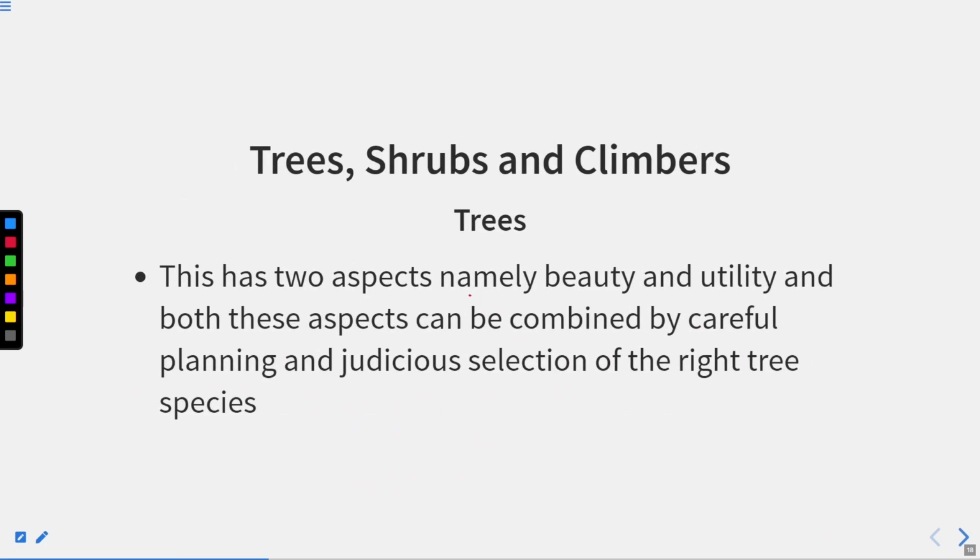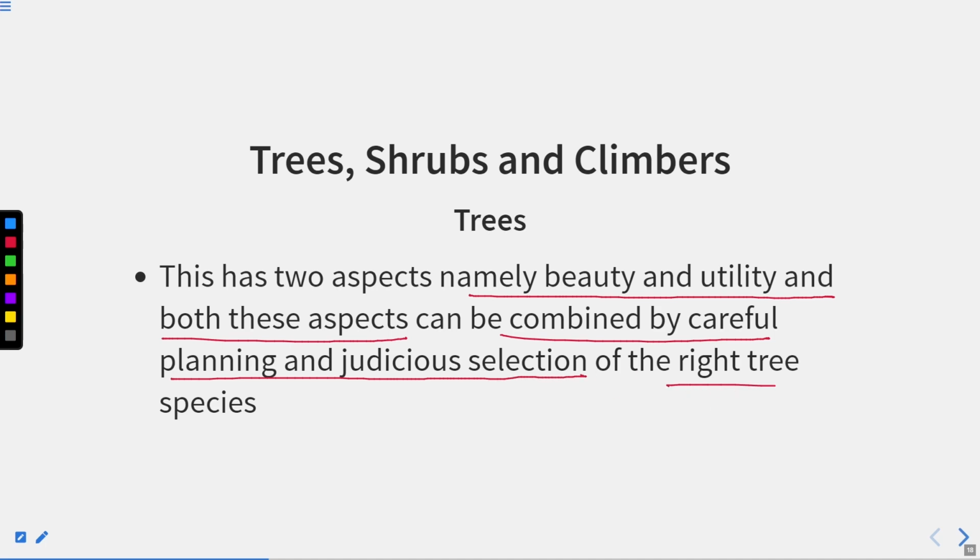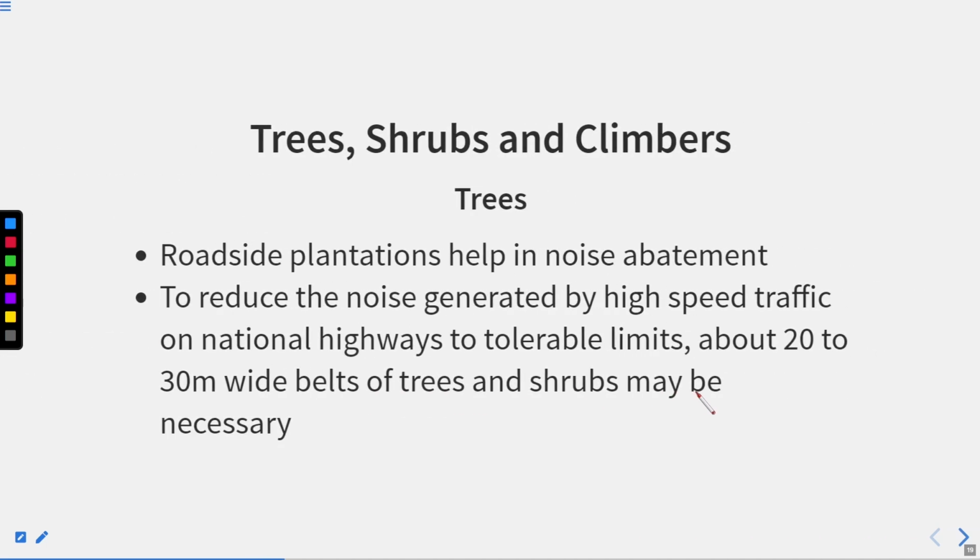This has two aspects, namely beauty and utility. Both these aspects can be combined by careful planting and judicious selection of the right tree species. So growing trees along the roadside is not only adding beauty, but also has a very useful effect. That is, it minimizes the air pollution and it minimizes the noise pollution. So the right selection of tree that we are going to grow along the roadside is very, very important.